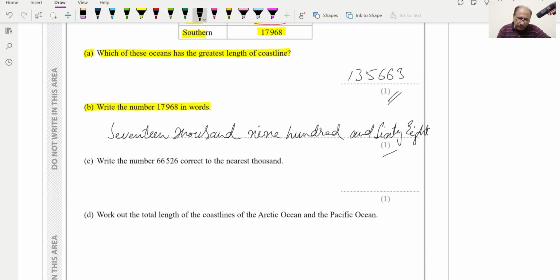This is also one more part. Then write this number correct to the nearest thousand. So the thousand place is this one. So we'll round it to 6, and adjacent to this on the right side is 5. If it is 5 or more than 5, then we increase by 1. So 6 will be changed to 7, and then 0, 0, 0. And our rounded number to the nearest thousand will be 67000, and this is also one more part.